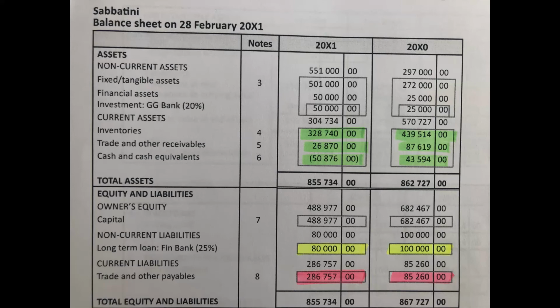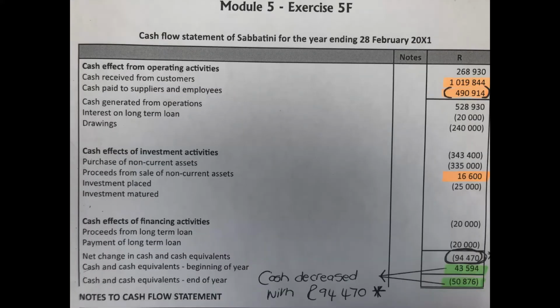The financial assets at the beginning of the year, we had an investment in GG Bank of 25,000, and at the end of the year, the investment was 50,000. In other words, the investment increased with 25,000. So what does it mean? We paid money out of the bank into the investment. Okay, so that was an outflow of cash because we paid it out of our bank into the investment account. And it was 25,000, and that is why we have that investment placed, 25,000 in brackets, because that was an outflow of cash. All right.